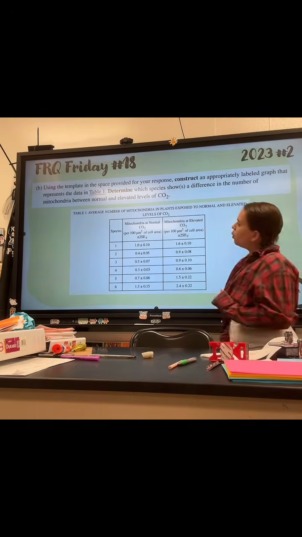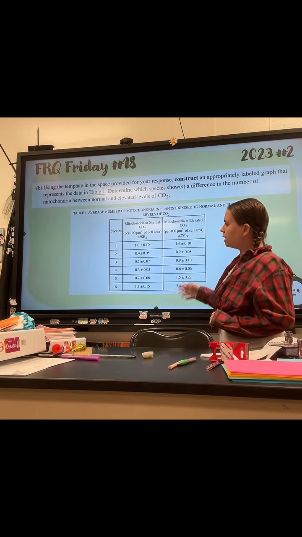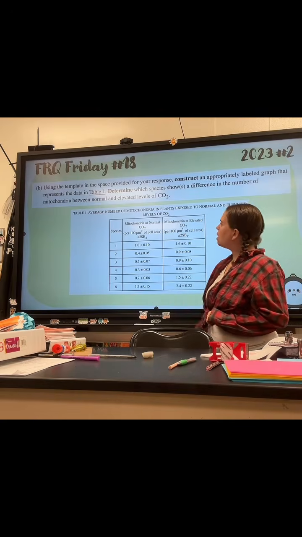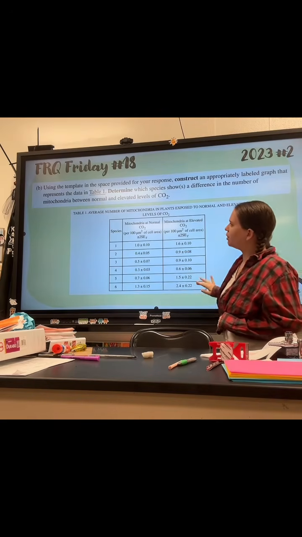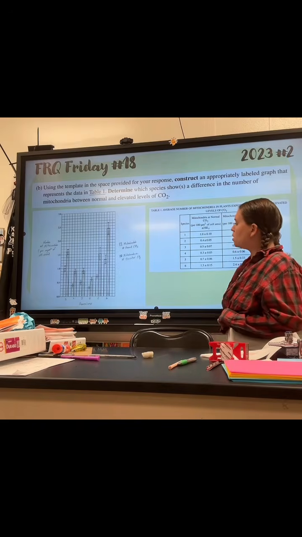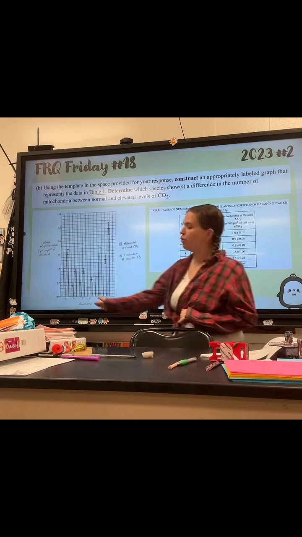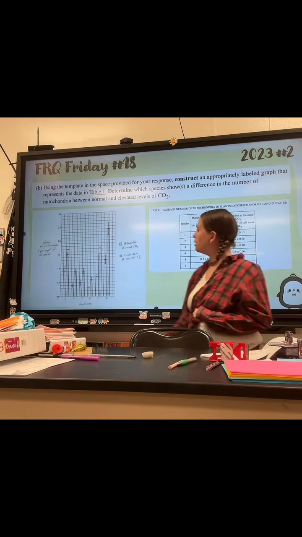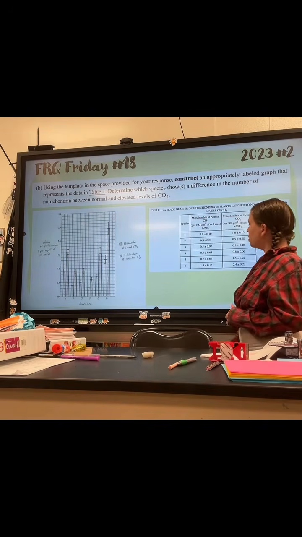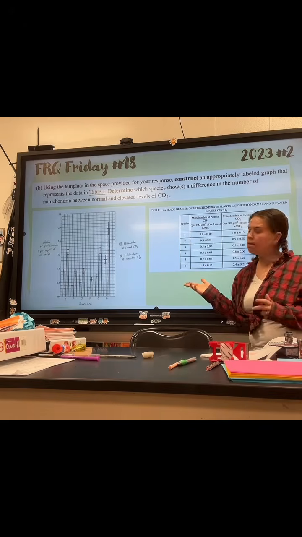So for this one, we've been given categorical data. You have 6 different species. And you have 2 different treatment groups, the mitochondria at normal and the mitochondria at elevated levels of carbon dioxide. Okay, so this is going to be a bar graph, and so you'll put your species on your x-axis. You'll have the number of mitochondria on your y-axis. And so the reason I know it's going to be a bar graph is because it's categorical data.